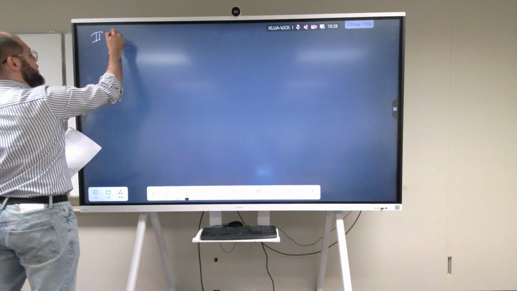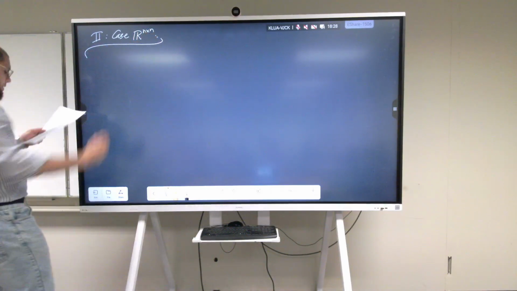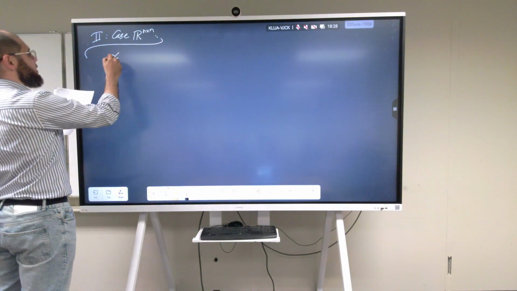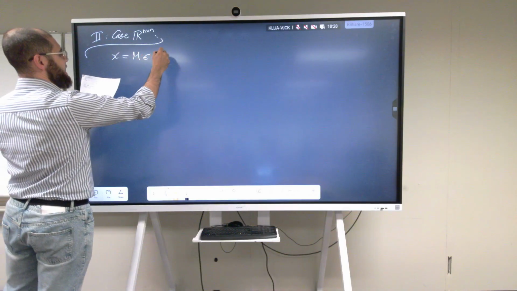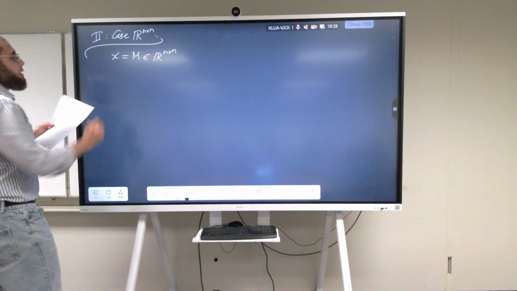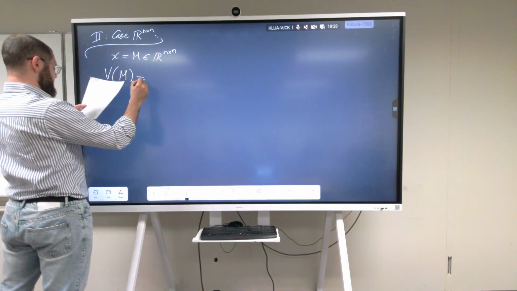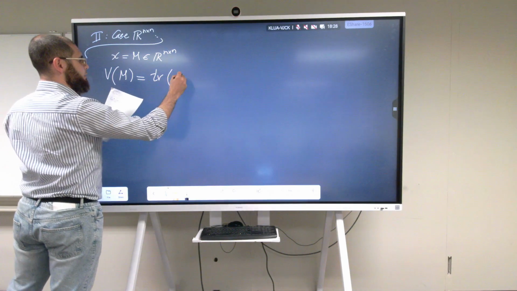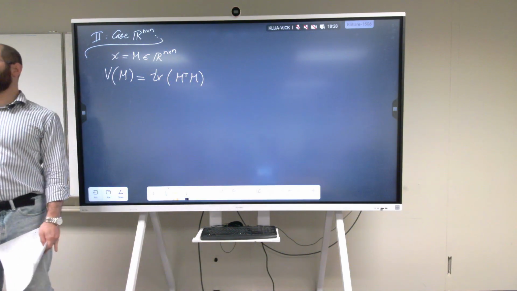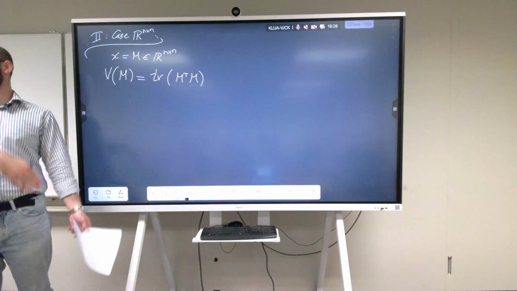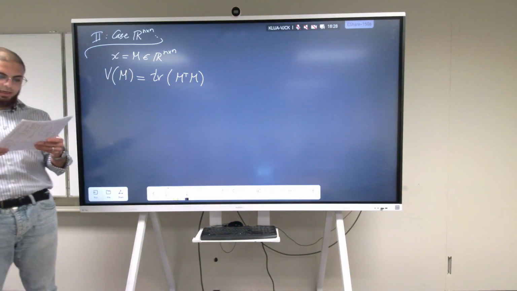Let's go to the case of R^(n×n). I'll give you now a function of a state. The state is equal to M, which is an n by n matrix. The function that eats a matrix and gives you a real number is defined as the trace of M transpose M. So it eats a matrix and gives you a scalar. Does it satisfy the condition? Yeah, it's a scalar function.